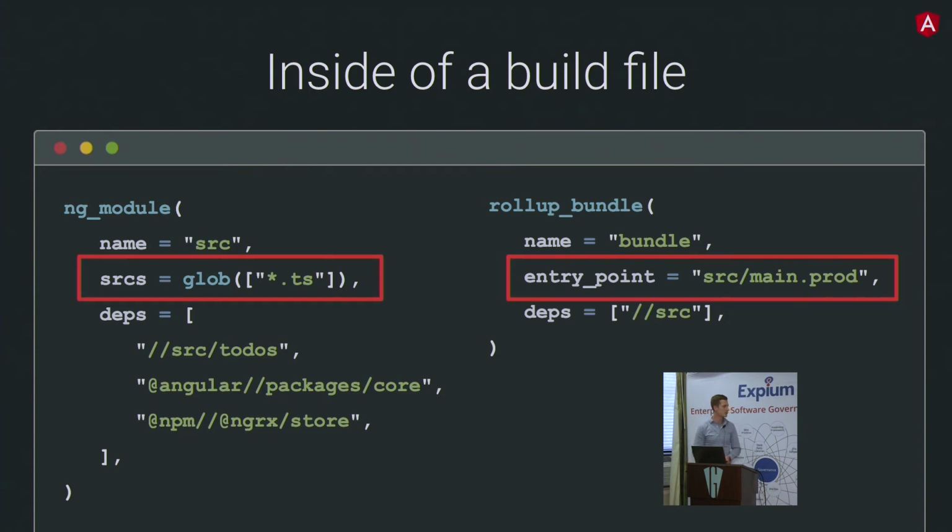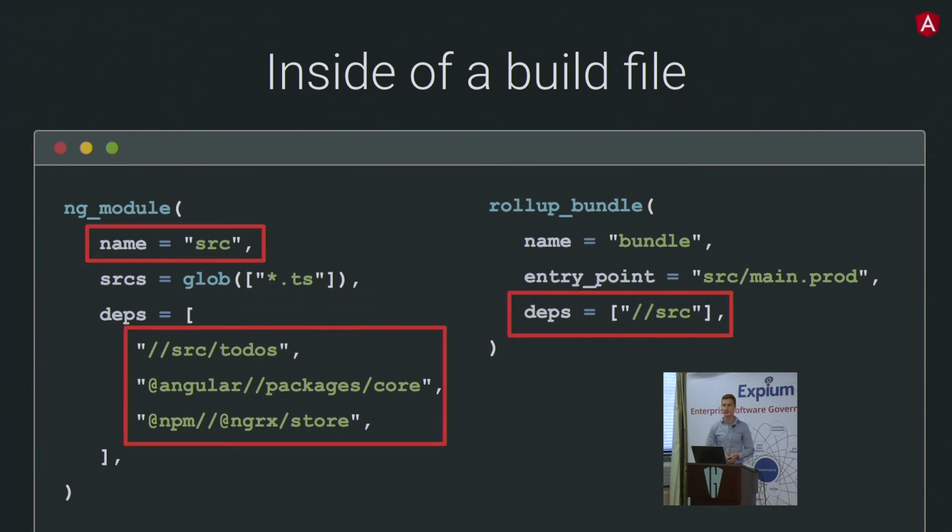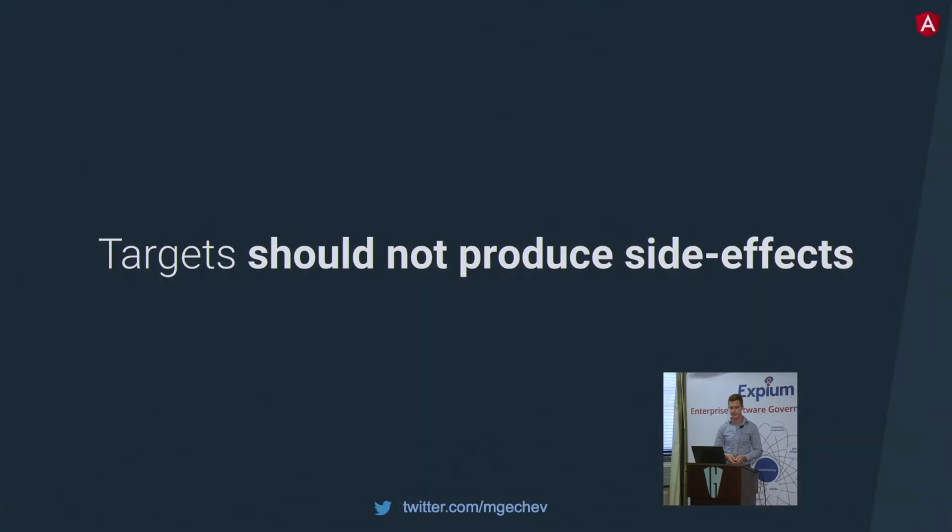Each of these rules defines some inputs. These are like the arguments of a function. It also defines some dependencies. Also notice that this rule here has a name, as well as this one. We can refer to the instance of a given rule by its name or by its label. It's very important that none of the rules should produce any side effects.